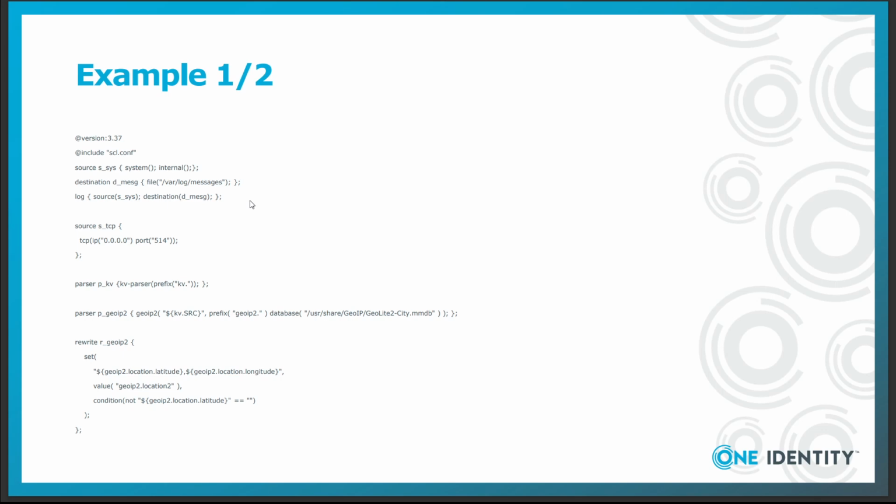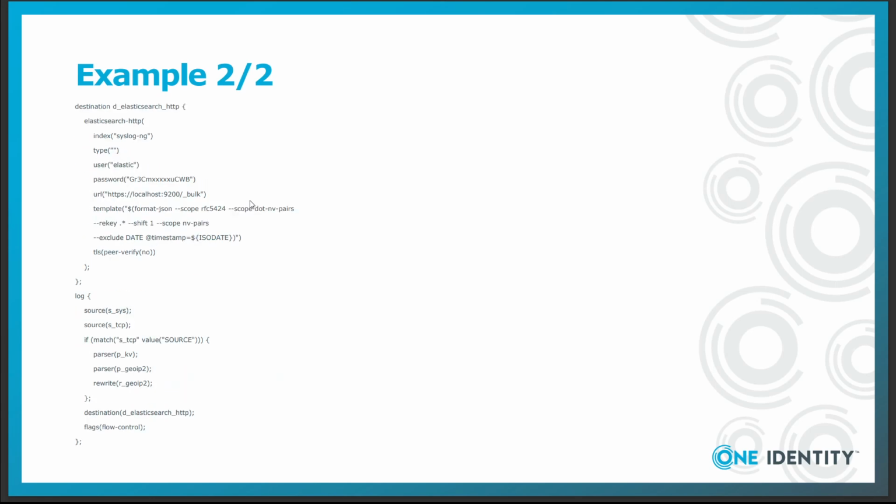The rewrite rule creates a name-value pair by combining the longitude and latitude information if they are not empty. The resulting format complies with the expectation of Elasticsearch and Kibana. The Elasticsearch HTTP destination stores log messages into an Elasticsearch database.